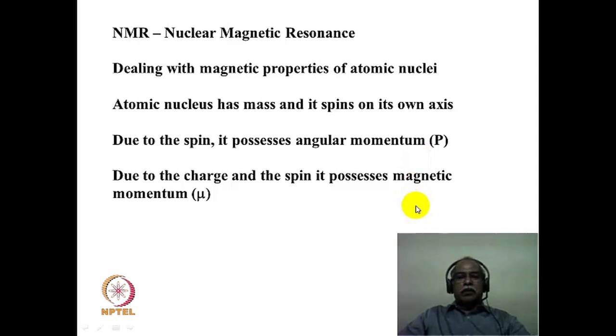Now, let us look into some properties of the nucleus that are useful for nuclear magnetic resonance spectroscopy. We are dealing with the magnetic properties of atomic nuclei, as evident from the NMR experiment. The atomic nucleus has mass and it also spins on its own axis. Because of a spinning mass, it has an angular momentum. Because of a spinning charge, it also possesses a magnetic moment. These two parameters are essential for the NMR experiment. The angular momentum is given the symbol P and the nuclear magnetic moment is given the symbol mu.